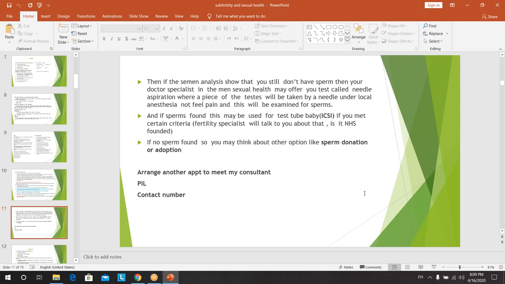I want to ask one question, that in this case we will refer the patient to the andrologist. Yes, for the testicular biopsy. So rather than the consultant, we will mention that we will refer you to the andrologist. Is it? Yes.